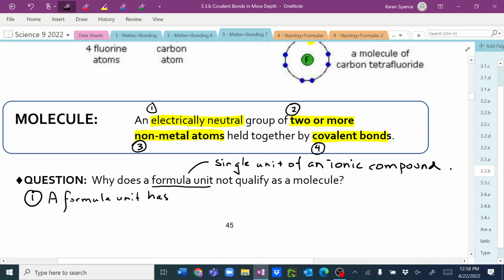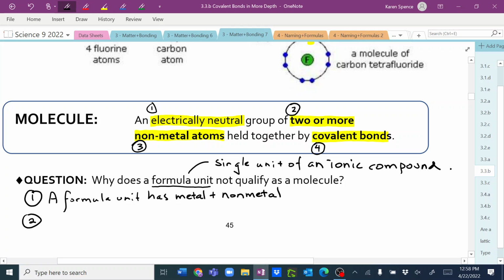And Rajan just told me this one. What does a formula unit have in it that a molecule does not? It has a metal, yes? So it's a metal plus a non-metal. Anyone come up with a different one? Yeah, a formula unit is for an ionic compound, not for a covalent compound.